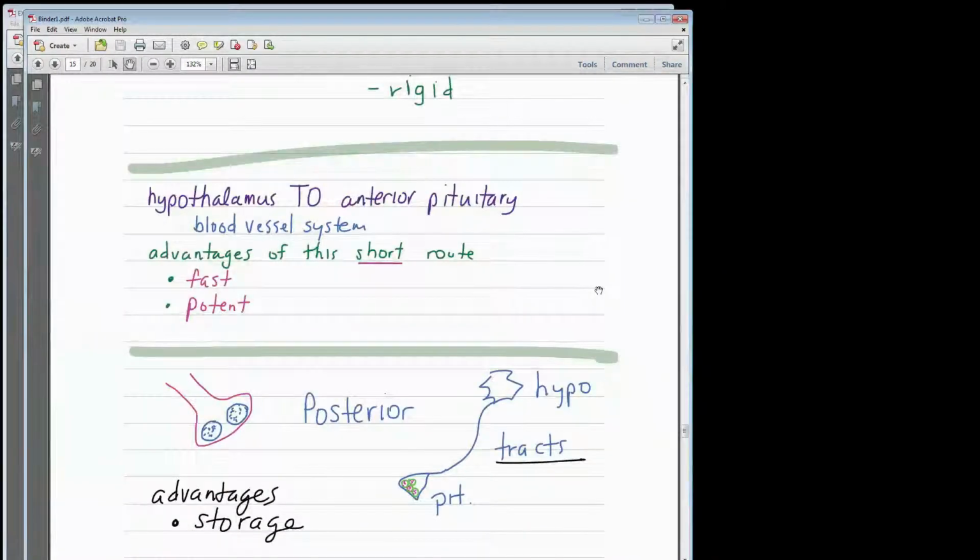Finally, we're starting to get to the anterior pituitary, and this is one of my favorites because I put the most study into it. One thing to notice is that the hypothalamus to the anterior pituitary uses blood vessels. The advantage of this is it's a short and direct route, which allows a fast and potent delivery system.